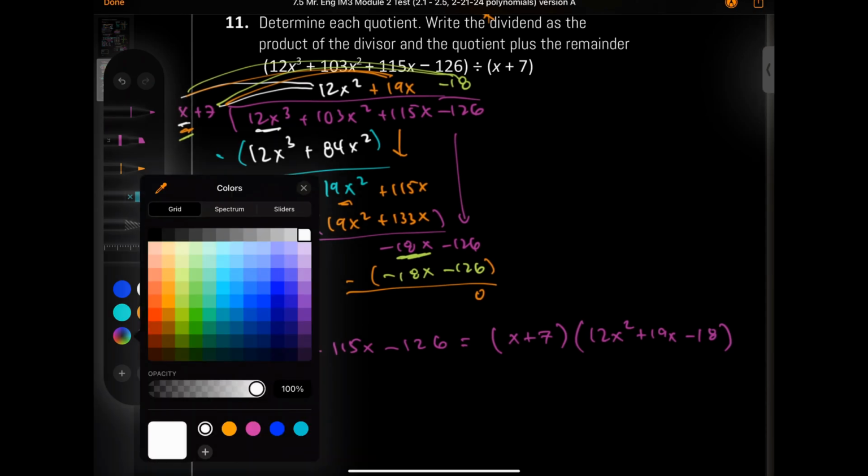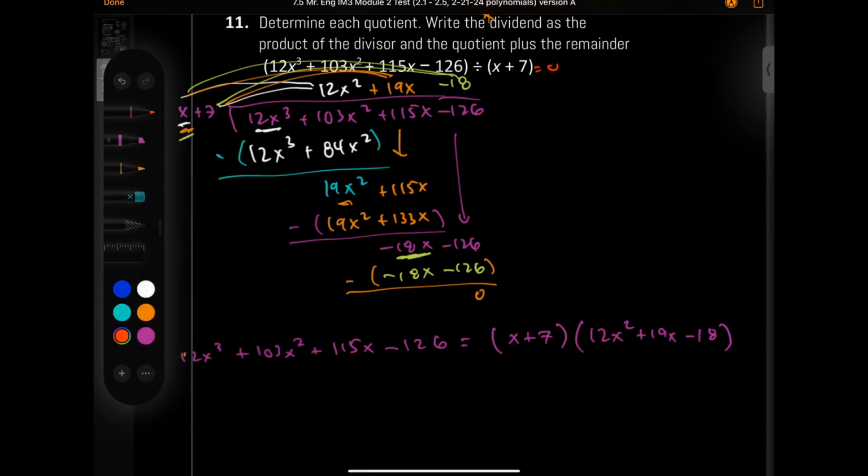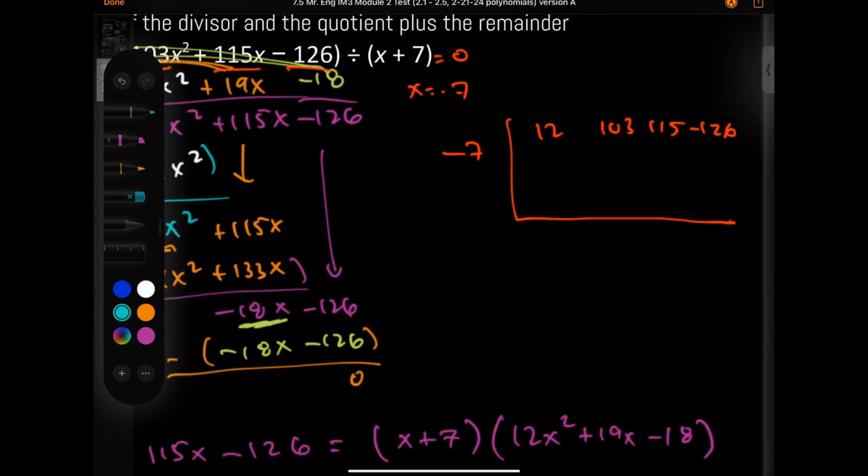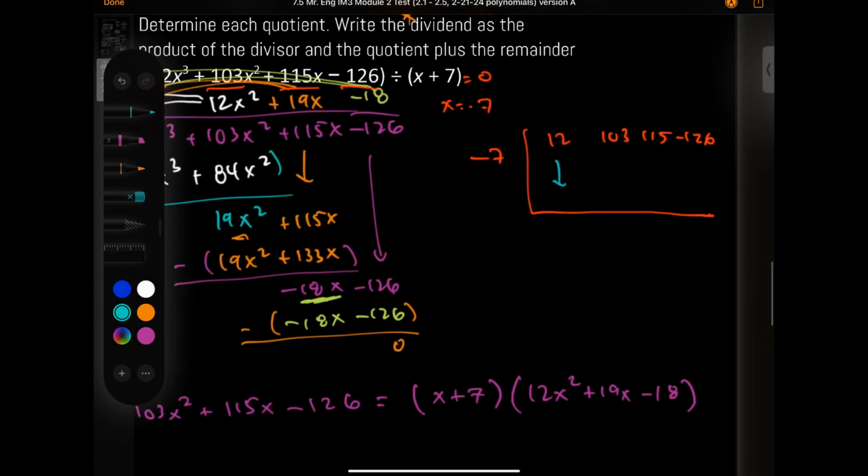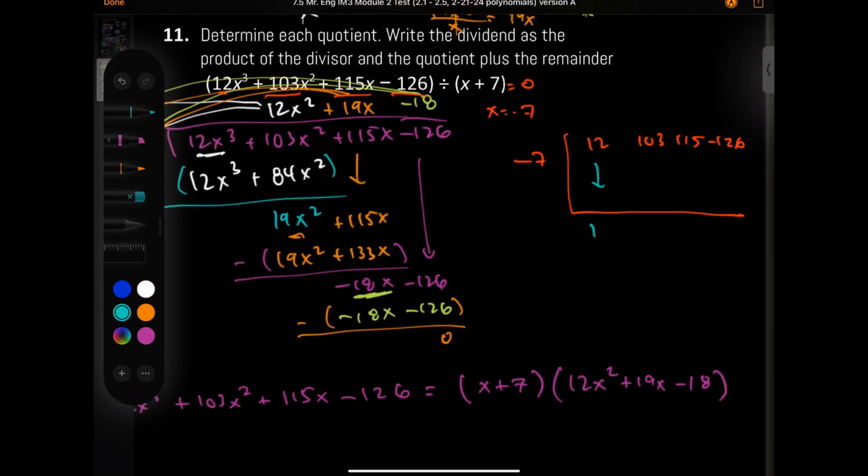Okay, so if we were doing that with synthetic division, you'll set this equal to 0. You'll get x equals negative 7. Then I'm writing the coefficients. 12, 103, 115, negative 126. Bring down. Multiply, get negative 84.